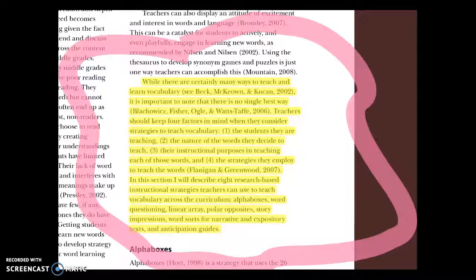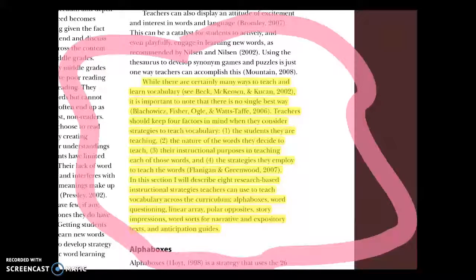Number 1, the students they are teaching. Number 2, the nature of the words they decide to teach. Number 3, their instructional purposes in teaching each of those words and the strategies they employ to teach those words. So this is important because look at number 1. It's saying the students they are teaching is a factor that teachers should keep in mind.